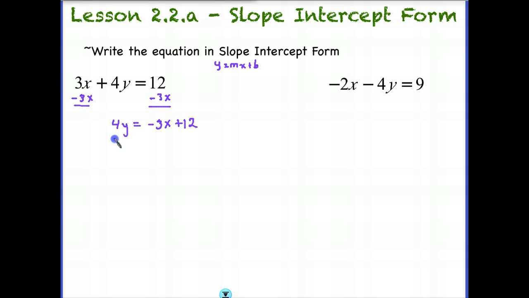And then we need to divide by 4 to isolate the y. So we would need to divide every term here by 4 as well. 4 divided by 4 is just 1, or 1y. And that equals negative 3/4 x plus 12 divided by 4 is 3.